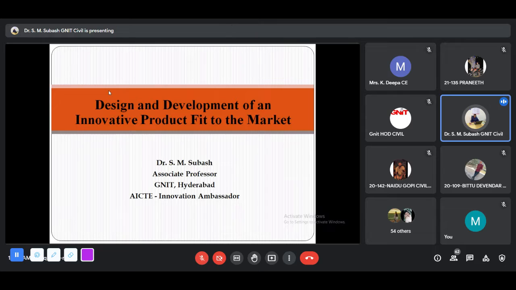So today I'm just going to discuss about the design and development of an innovative product fit to the market. The main thing is today the discussion is how to develop a product and how to develop those product design parameters and how to make this product to be fit to the market. So after this session you may have some idea about how to develop a product and what are the strategies to be developed to sustain your product in this competitive market. So these are the things we are going to see.